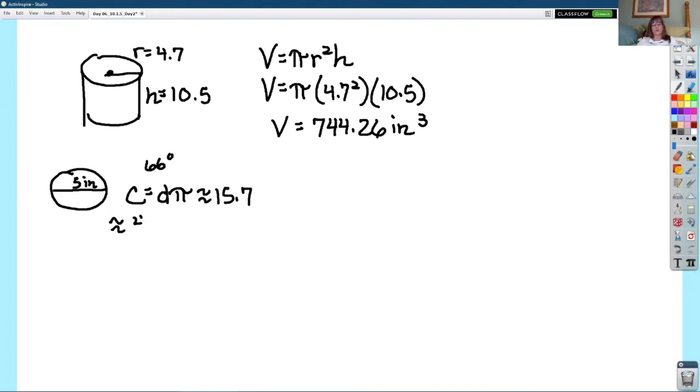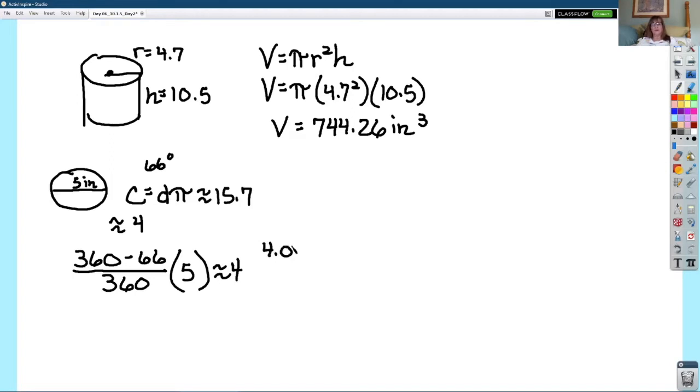But there's a better way to do it. If I take 360 degrees and subtract my 66 degrees, it tells me how many degrees the circumference is here. Then I'm going to divide that by 360, and multiply it by the original diameter, which is 5. That is going to give me my new diameter, which is approximately 4. It's actually in my calculator 4.083 repeating. So it's approximately 4. This gave me the diameter of the cone that I want.